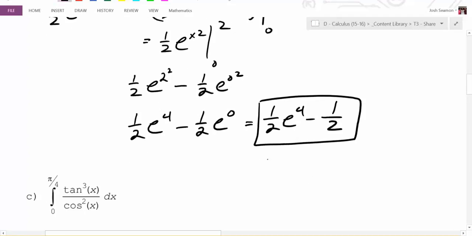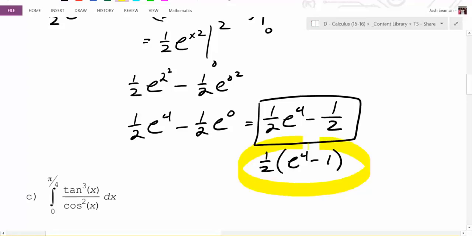Well, they make it improper, or they factor out what? You might see this instead. You might see e to the 4th minus 1. That's actually really common. You might see this instead. Either one I would take for full credit.